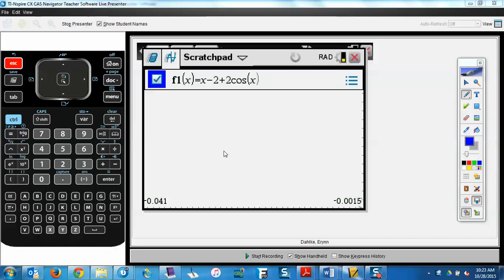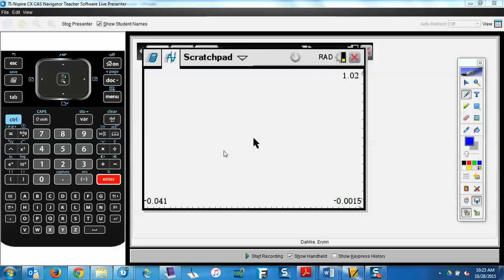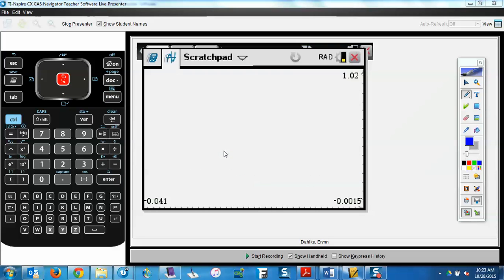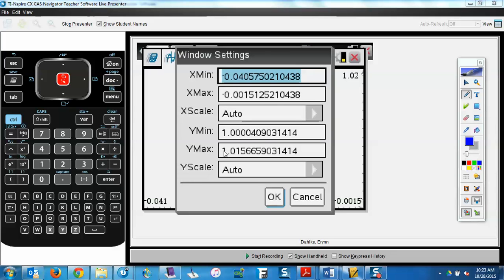So x minus 2 plus 2 cosine x, go ahead and hit enter. Let's go to our window. Now, here's what I want you to know about this. So we're finding the roots. Now, to be honest, there's probably another thing we're going to do more often than this if we wanted to know where this function equals 0.